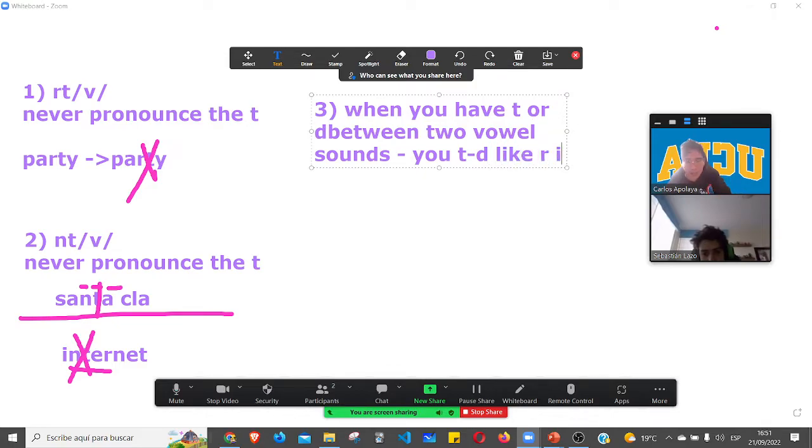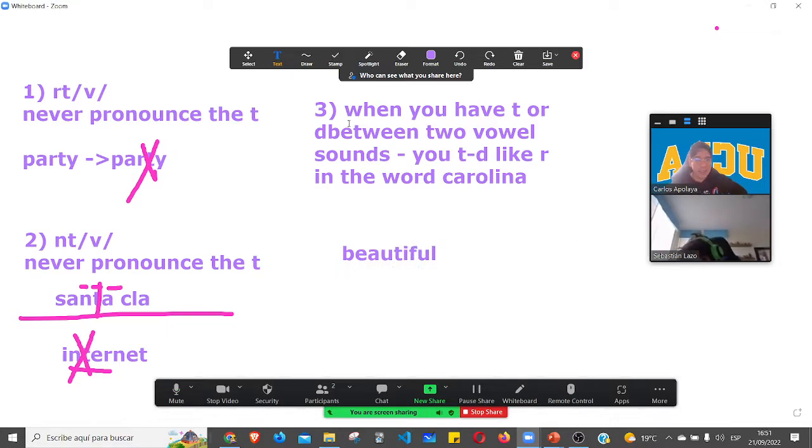Like R in the word Carolina. For example, you have the word beautiful. Listen to this: beautiful. Look at the T. The T is between two vowel sounds, right? La T se encuentra entre dos sonidos de vocales. Mira, beautiful. Ah, ok, está entre dos sonidos vocales. La pronuncio como R. Sería beautiful. ¿Tú haces uso de esto?